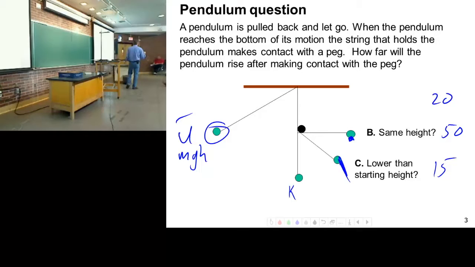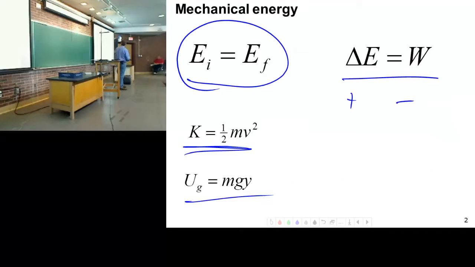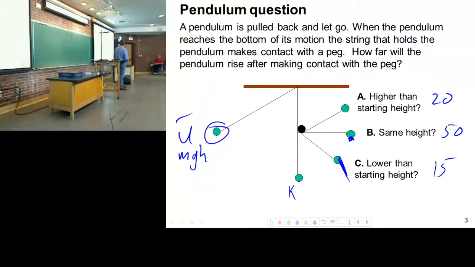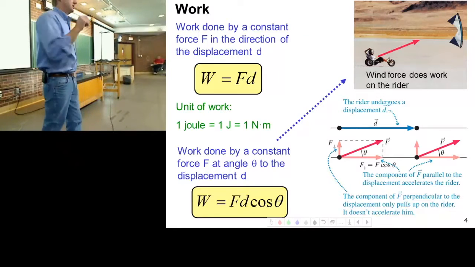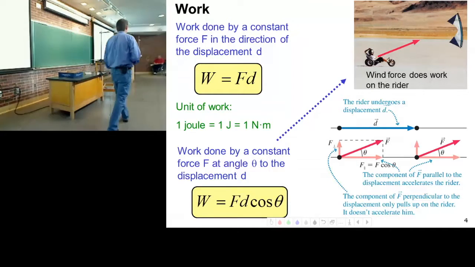Work is, so we, back here, we have work equals the change in energy. And you thought you were done with forces, right? Well, work also involves force. We'll simplify life a little bit. Work equals the force times displacement, but in reality, it's only the component of the force that is parallel to the displacement. Hence, it's F D cos theta.